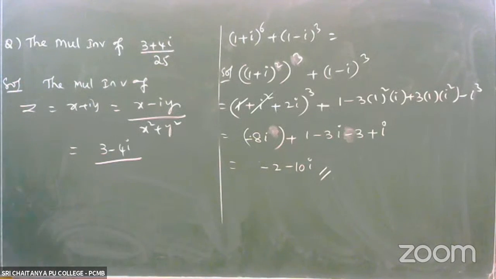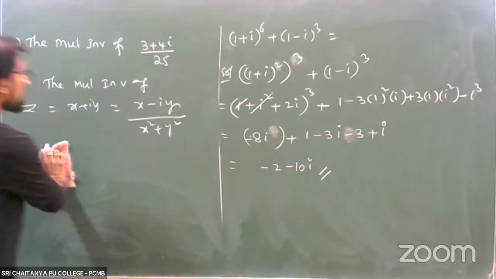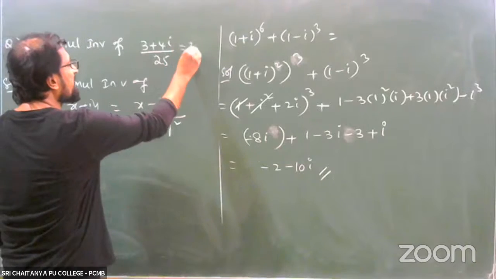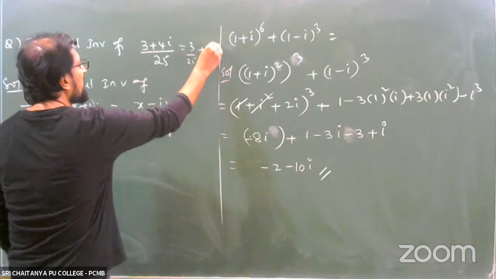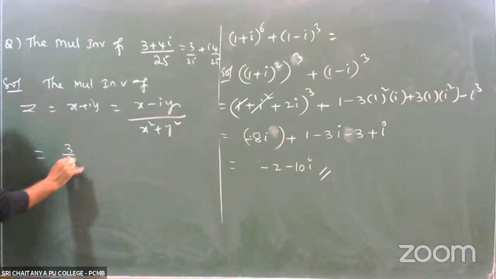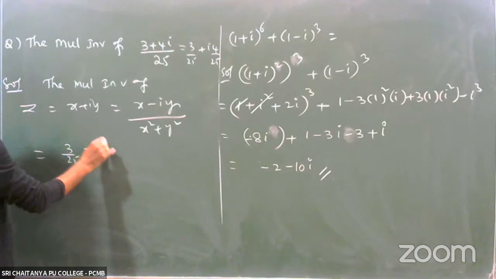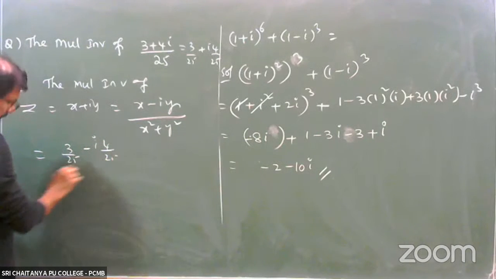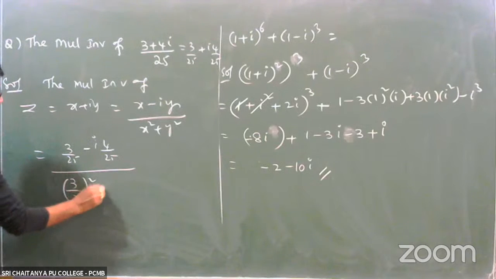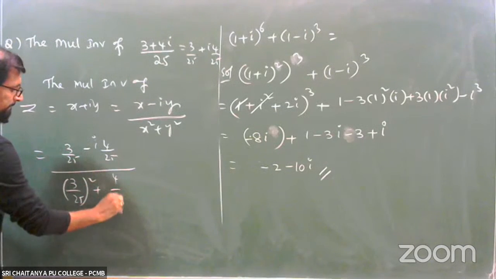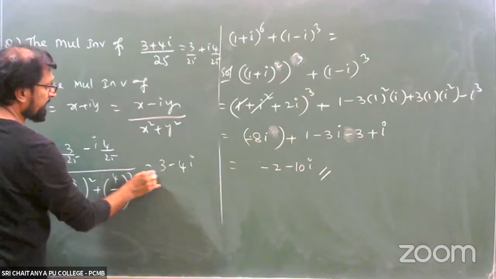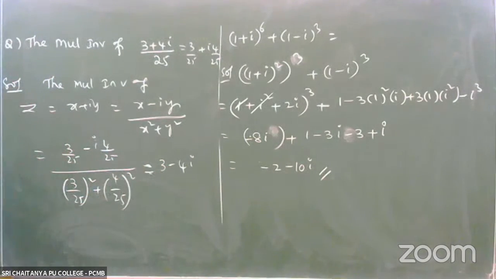Okay, now you just consider this one as a plus ib form, very easy to do. So x minus iy by x square plus y square. If we simplify this, you are going to get 3 minus 4, right? Copy this one.